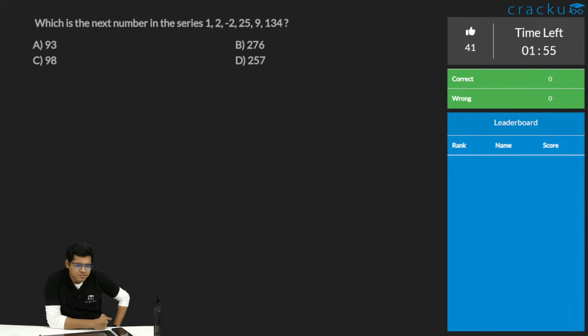This is both revision and new concept. Okay, another very good question. Let's see if you guys can crack the logic or not.